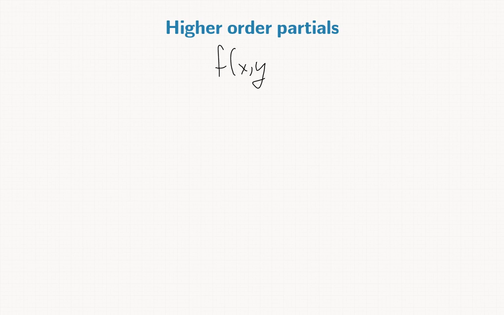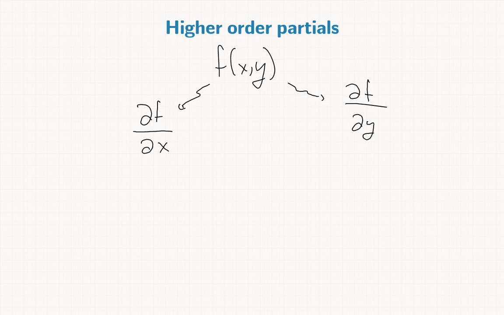So let's say we've got a function of two variables, f(x, y), and we've seen that we can take the derivative of f in two directions, either ∂f/∂x to measure how f changes in response to changes in the x variable, or ∂f/∂y to measure changes in the y direction. But then just as in ordinary calculus, we can keep going.